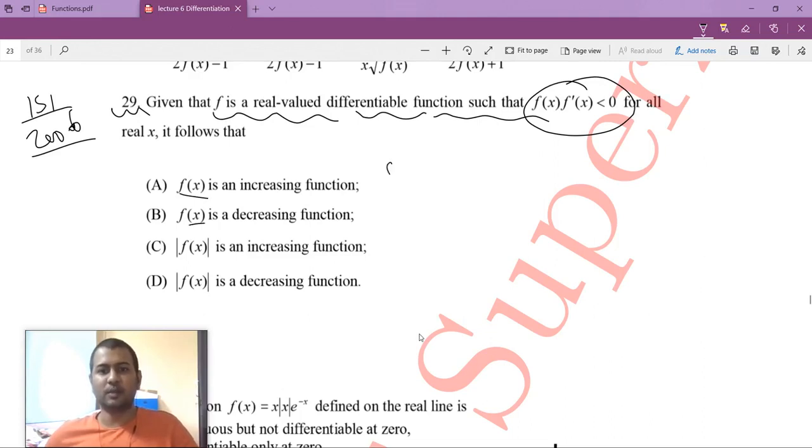This will happen if f prime is positive, but f prime need not be positive. f prime can be negative when f of x is positive, and f prime can also be negative. Okay, so neither of these is true.